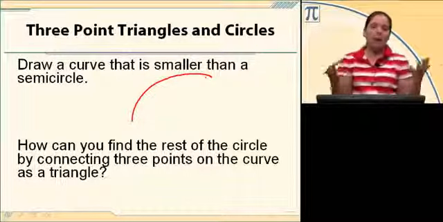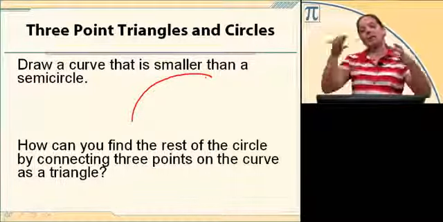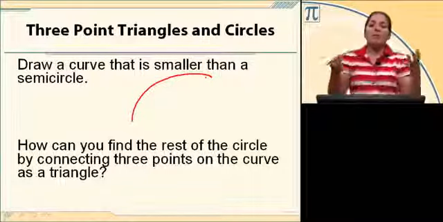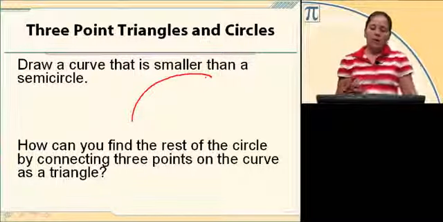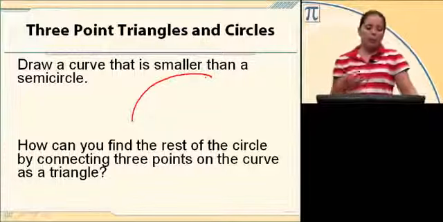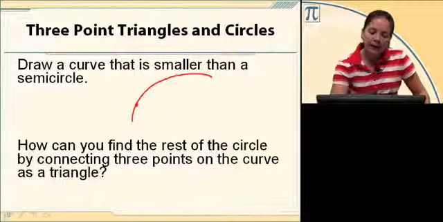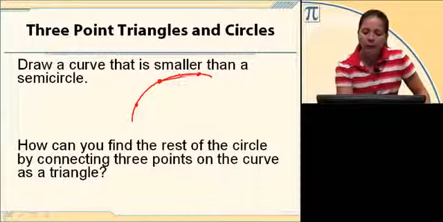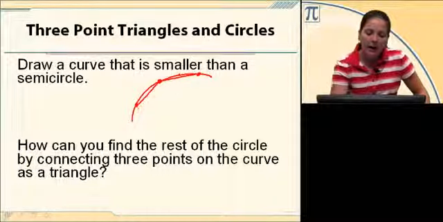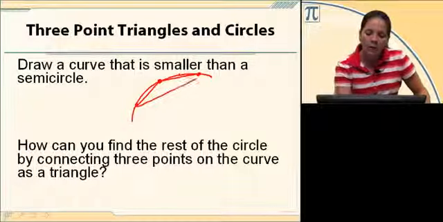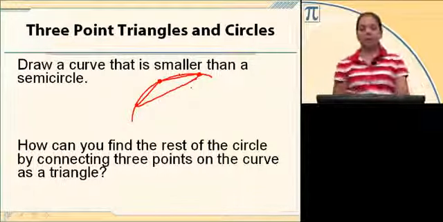We don't know what half of it is. If it's half, we can very easily double. So that's why we want one that's smaller. How do we find the rest of the circle? By connecting 3 points on the curve as a triangle. So let's see. If I connect 3 points, so I'm just going to pick 3 points, and if we connect those 3 points, how can we find out how big that circle is going to be?